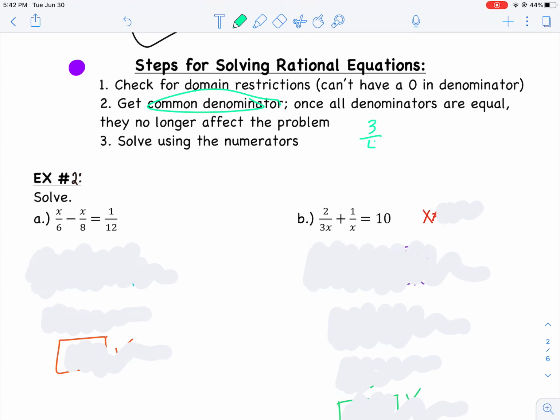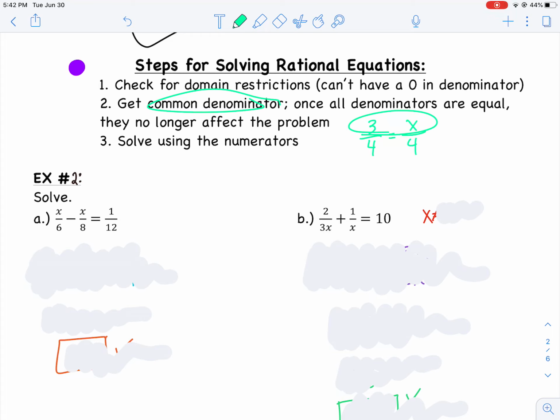If I have 3 over 4, and I know that it's equal to x over 4, well, if my bottoms are both 4s, then aren't my tops both 3s? If my bottoms are equal, shouldn't my tops also be equal? And so I end up getting x equals 3. Well, that happens anytime my denominators are the same.